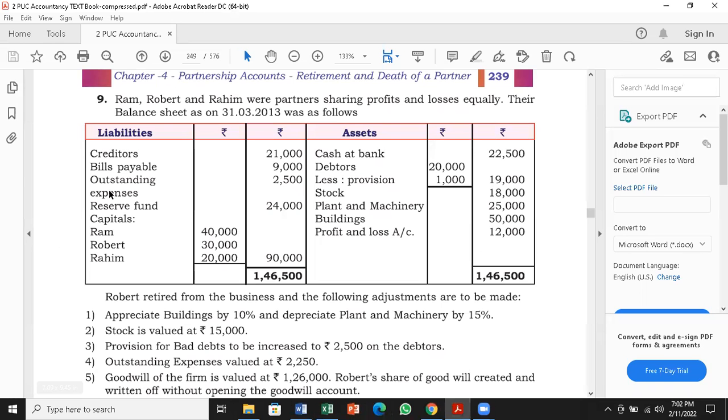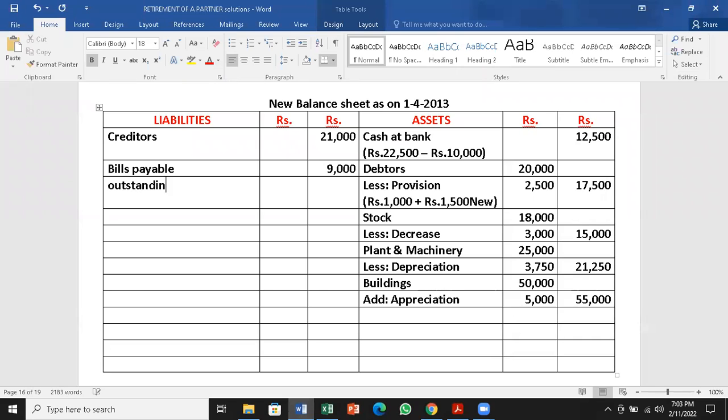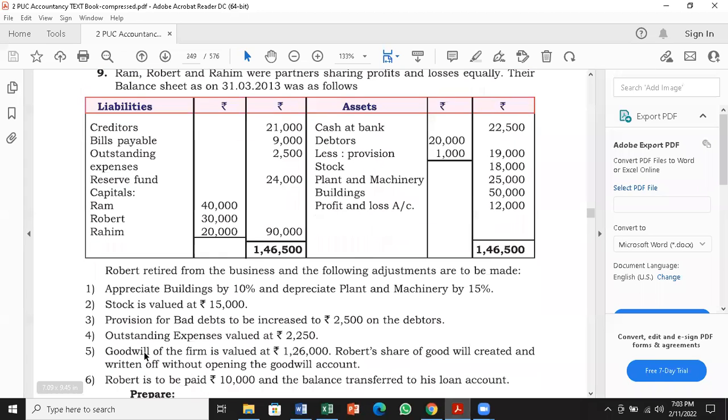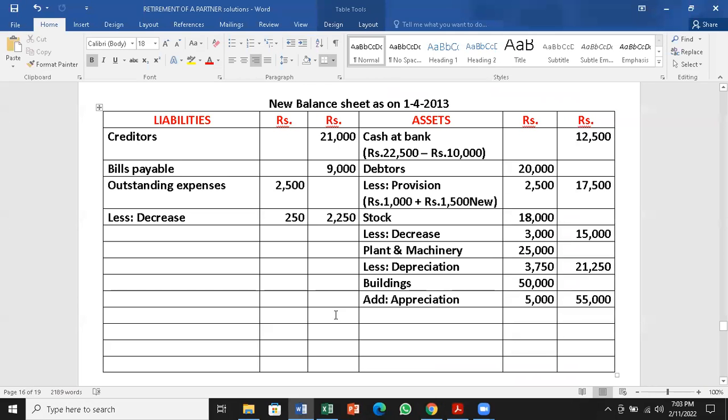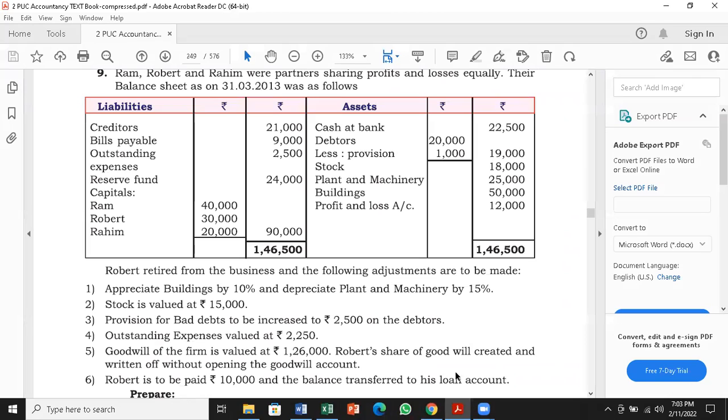The next one is outstanding expenses. We have an adjustment. 2,500 was there. Now it has decreased by 250. So new value is 2,250. You can see here, outstanding expense valued at 2,250. So that is a new value. Decrease. Next is reserve fund divided among partners.